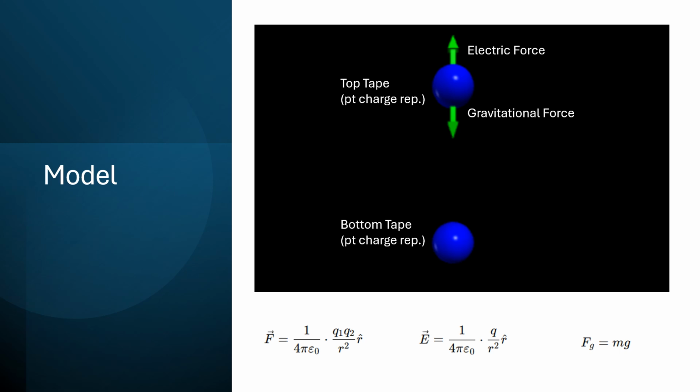This is my model. The top tape is experiencing both an electric force and a gravitational force from the bottom tape. The bottom tape is a point charge which creates an electric field, which is calculated by the equation below, to produce an electric force, which is calculated as 1/4 pi epsilon naught Q1 Q2, which are the charges of the two tapes, over r squared, which is the distance between the tapes, r hat, which is the direction of the vector from the bottom tape to the top tape. So the bottom tape creates a point charge, which creates that electric force, and then that's balanced by the gravitational force Fg equals mg from physics 1.